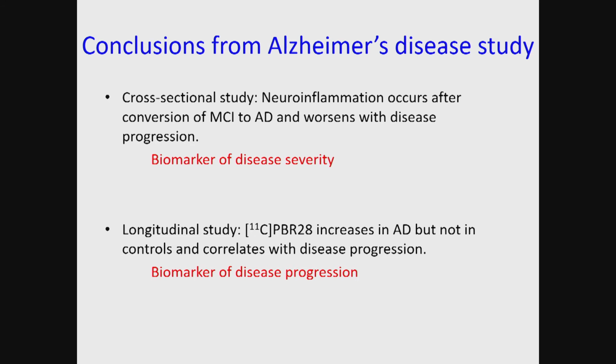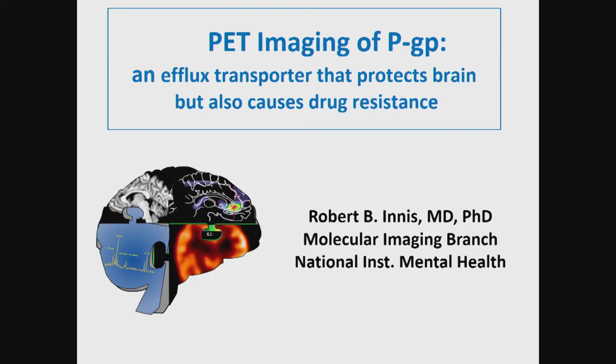And now I want to take another little digression in talking about distribution for one study that we did that I thought was really very fascinating, and it's PET imaging of PGP, permeability glycoprotein. So this is looking at how PET can show distribution, in this case blocking the distribution. It is an efflux transporter, which I'll explain, which for the brain at least helps to protect the brain from toxins, but it can also cause drug resistance.